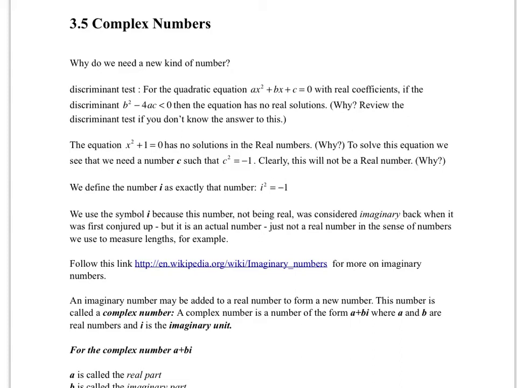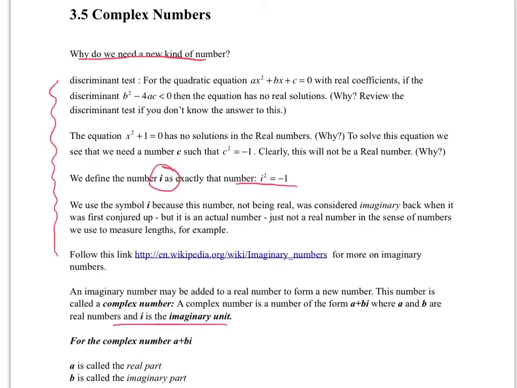You should read this material again about the need for complex numbers, and just remember that we defined the complex number i. It's called the imaginary unit. The imaginary unit is i, and i is the number whose square is -1. So i squared equals -1.